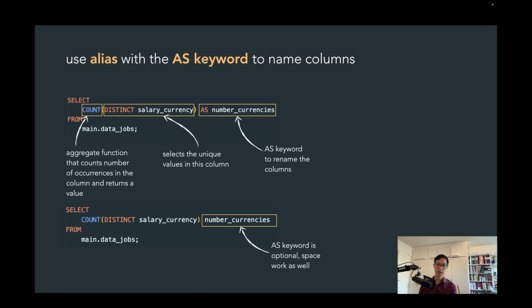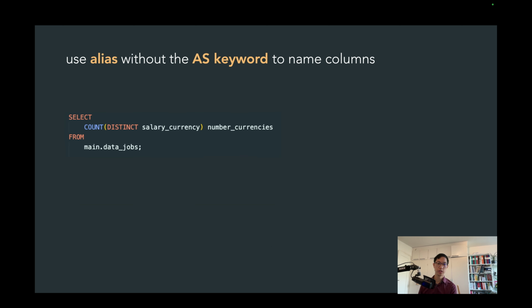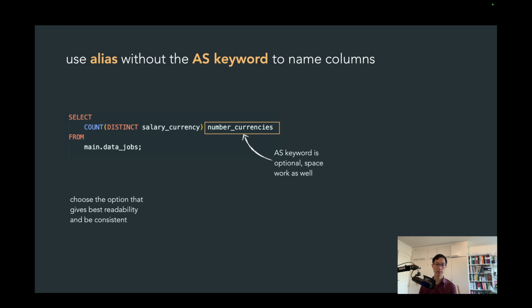And you can also do it like this. The as keyword is optional, so a space works as well. However, you need to pick the option that gives the best readability and be consistent. If you think that as is better for readability, then use this one. I tend to use the as keyword because I want to be more descriptive and more towards readability. So we can use the alias without the as keyword to name columns. This optional space works as well. Choose the option that gives the best readability and be consistent.